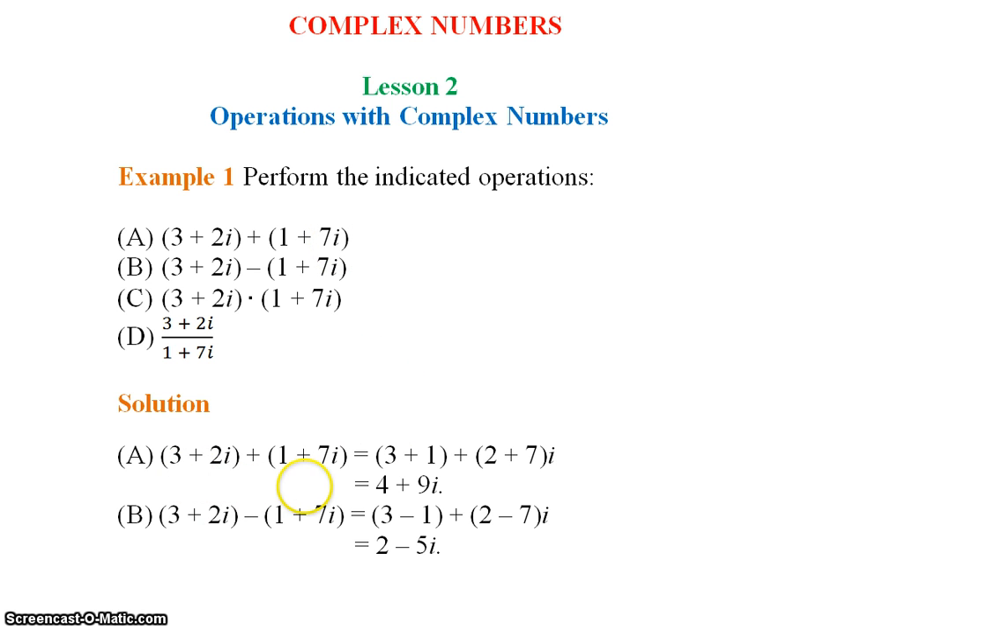To add these two complex numbers, just add their real parts, 3 and 1, and imaginary parts, 2 and 7. Therefore, the result would be 4 plus 9i. Similarly, you can easily subtract these two complex numbers. To subtract complex numbers, subtract their real parts, 3 and 1, and subtract their imaginary parts, 2 and 7. The result would be 2 minus 5i.